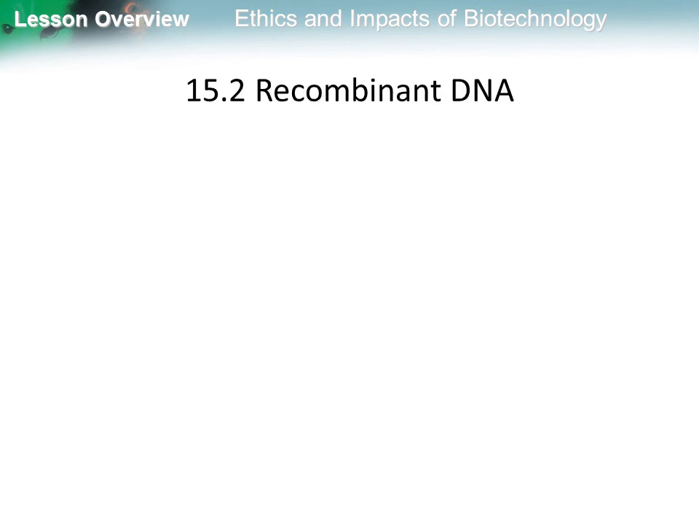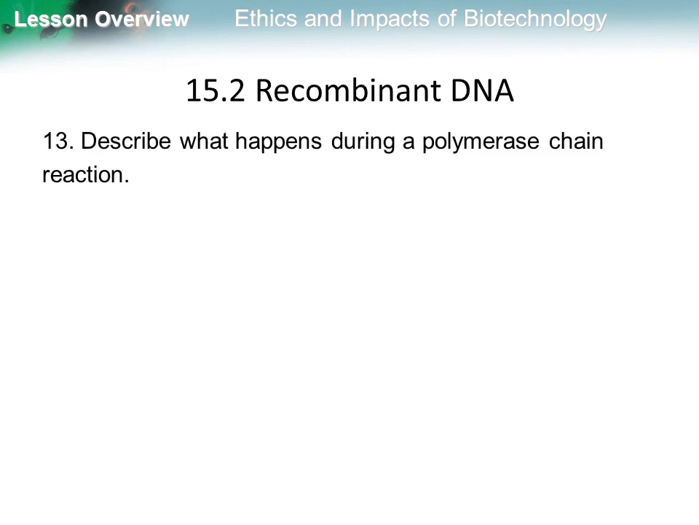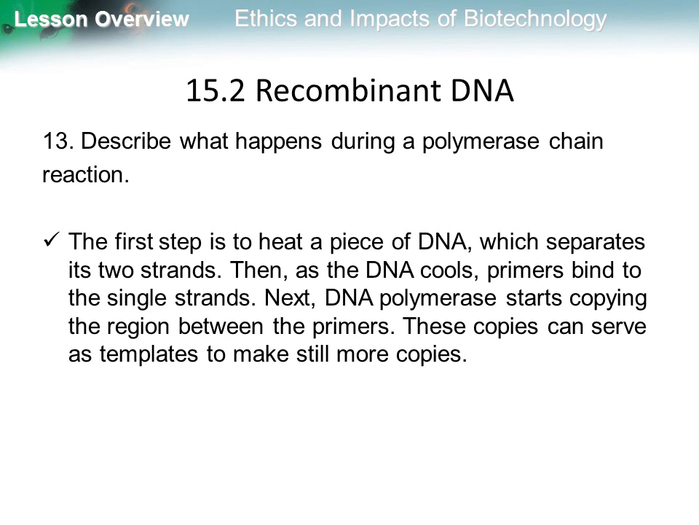Now let's see some questions from 15.2 selective breeding. Question number 13. Describe what happens during a polymerase chain reaction. Another very important question. The answer is the first step is to heat a piece of DNA which separates its two strands. Then, as the DNA cools, primers bind to the single strands. Next, DNA polymerase starts copying the region between the primers. These copies can serve as templates to make still more copies.